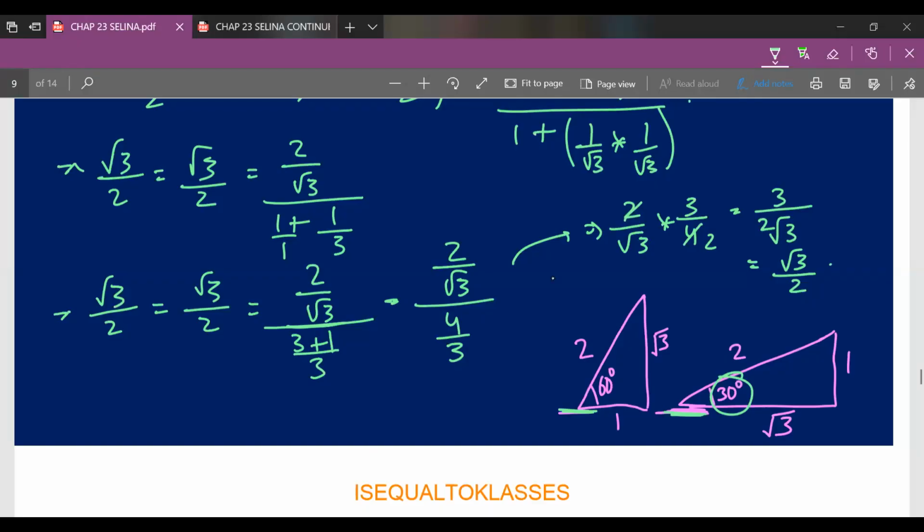So over here 2 upon root 3 whole divided by 4 upon 3 can be calculated as 2 upon root 3 into the reciprocal of this fraction, which will be 3 upon 4. 2 upon root 3 into 3 upon 4. So 2 2s are 4, and therefore we'll get 3 into root 3 into 2, which will be 2 root 3. So 3 upon 2 root 3 can be written as root 3 upon 2 according to rationalization. So we'll move on forward to our second subpart.